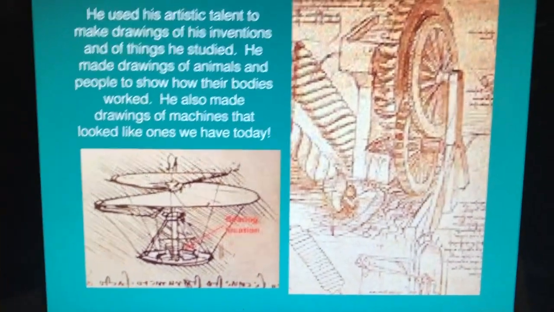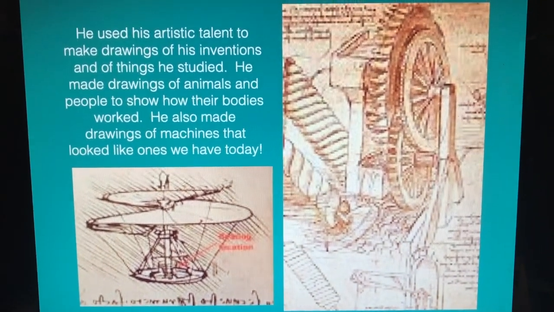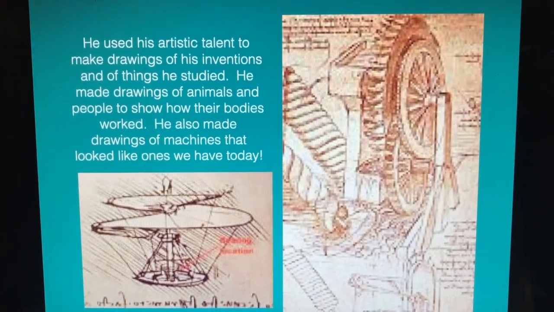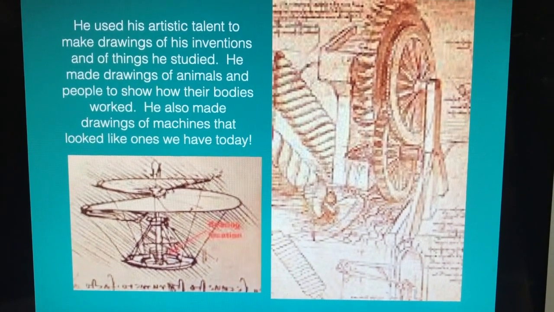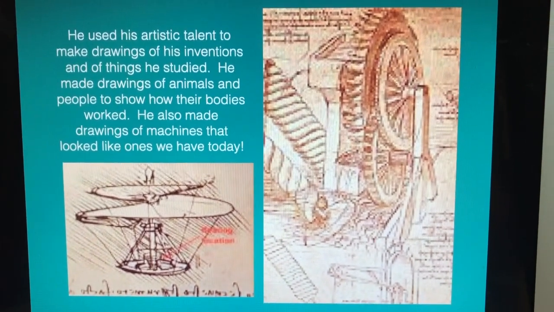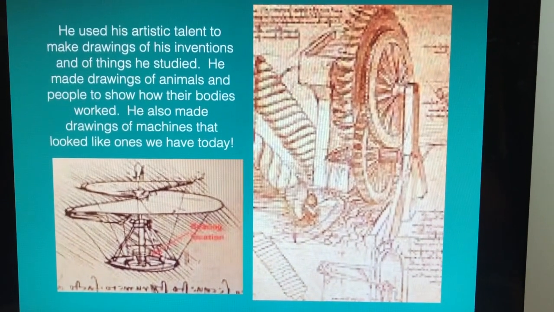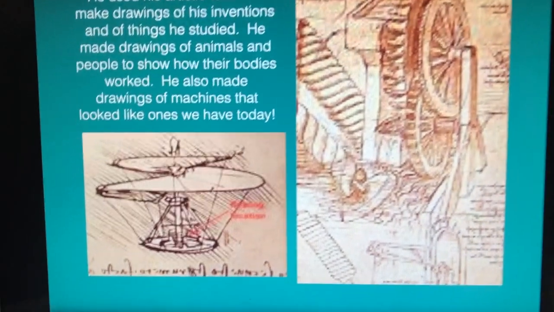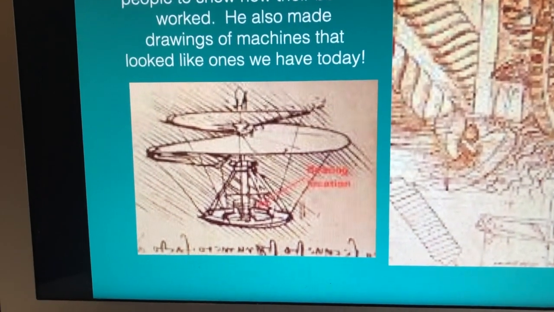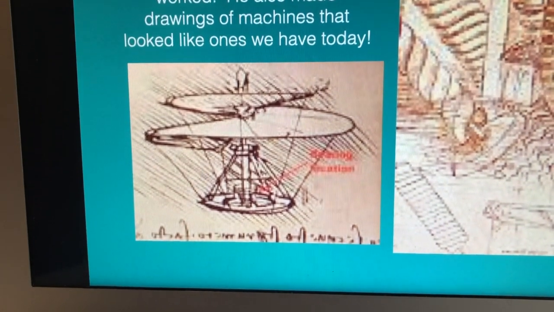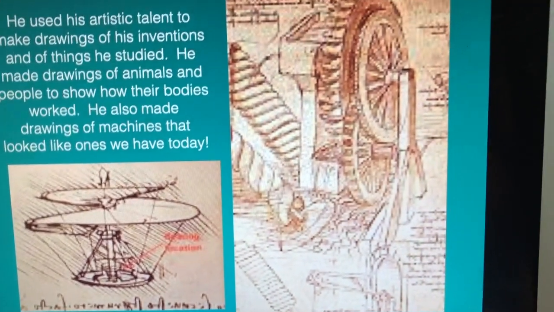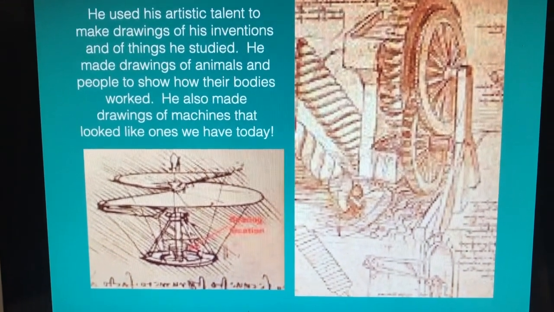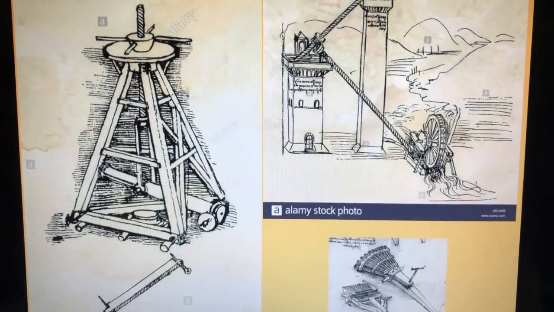He used his artistic talent to make drawings of his inventions and of things he studied. He made drawings of animals and people to show how their bodies worked. He also made drawings of machines that looked like ones we have today. So everyone believes that Leonardo da Vinci was a great genius and he invented all these things in his imagination, and then he would do these drawings of them. So we have all these sketches of these machines that didn't even exist in his time, but he made drawings of them. Here's some more.